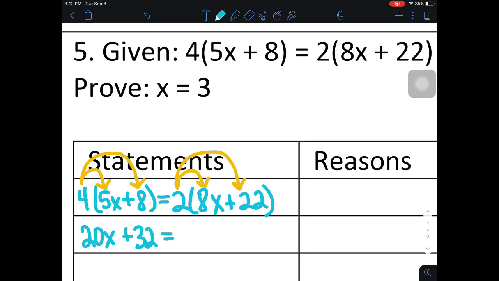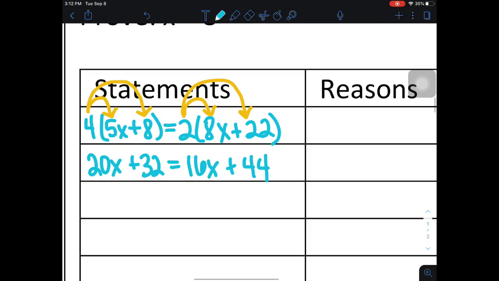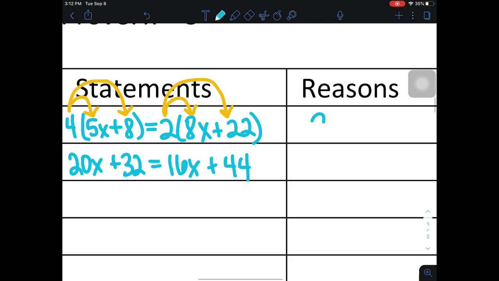4 times 8 is 32. Now over here we have 2 times 8, which is 16, so that's 16x. 2 times 22 is 44. All right, so now how do we get there? And actually I forgot to put given on my first line. Shame on me, shame on me.